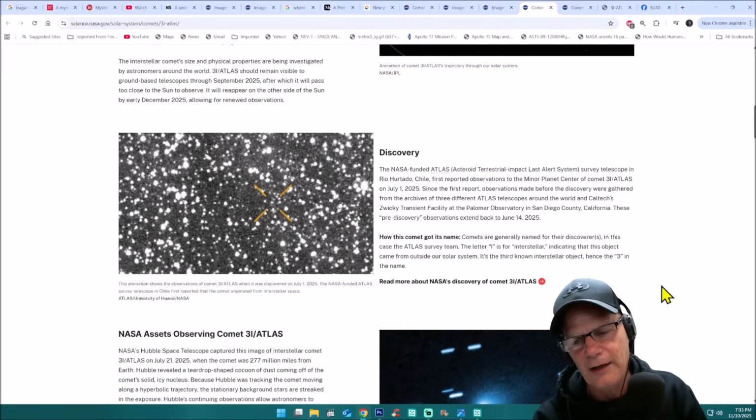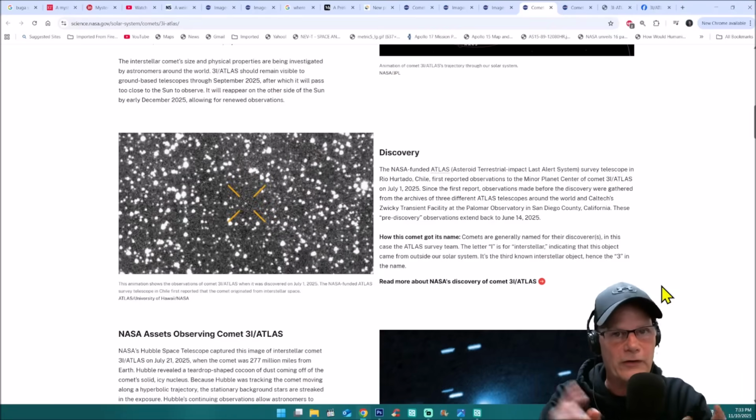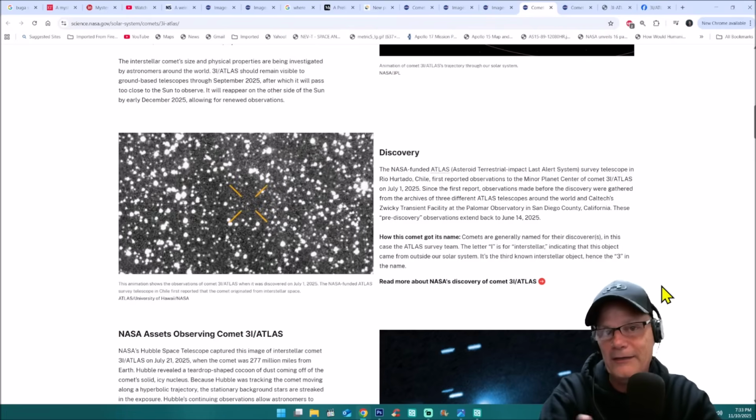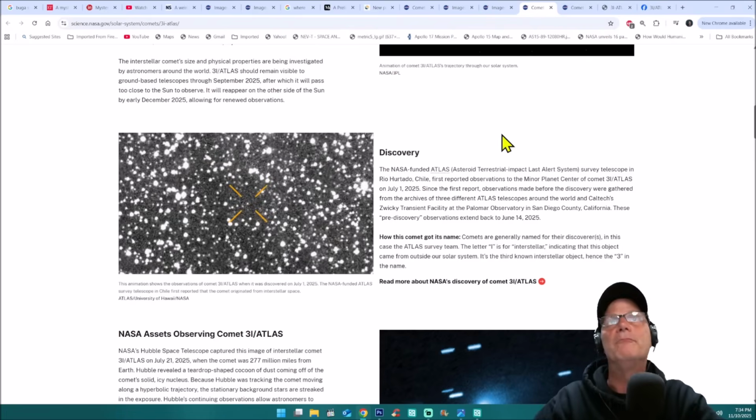Now, if you remember, Avi Loeb said it came from where the Wow signal originally came from. So he's thinking maybe some kind of probe. Is that possible? I'm sure anything's possible, right? Again, my thoughts coming up.